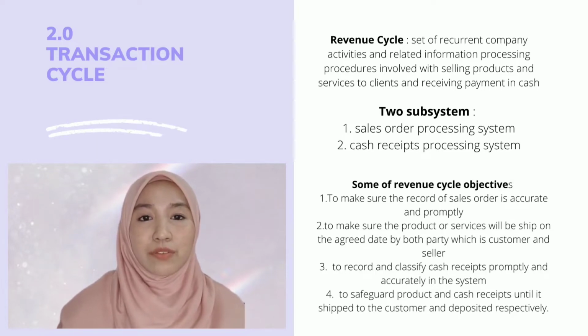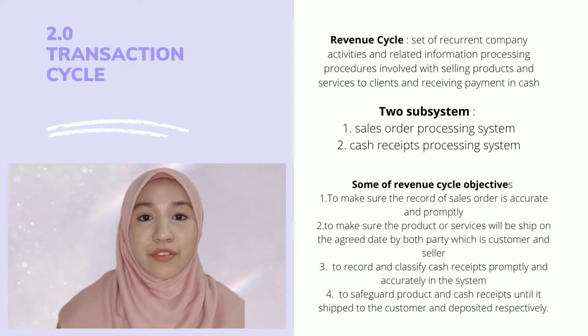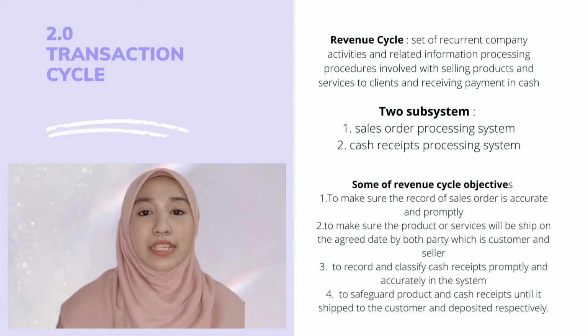There are many objectives of the revenue cycle, and some of them are to make sure the record of sales orders is accurate and prompt, which means that all sales during the accounting period will be recorded accurately without missing any transaction. Second is to make sure the product or services will be shipped on the date agreed by both parties, the customer and the seller. Then to record and classify cash receipts promptly and accurately in the system so it will not affect the profit or loss of the company. Last is to safeguard product and cash receipts until they are shipped to the customer and deposited respectively.